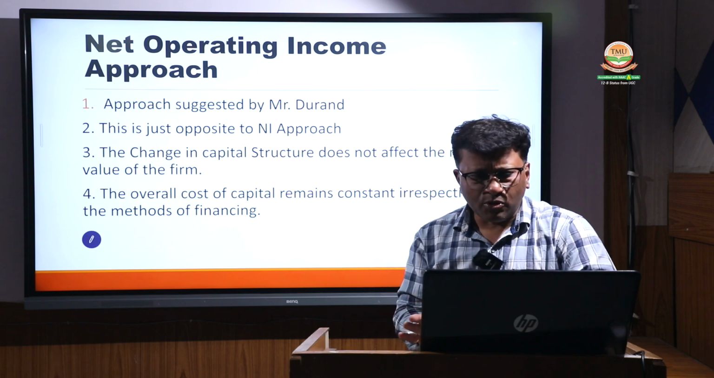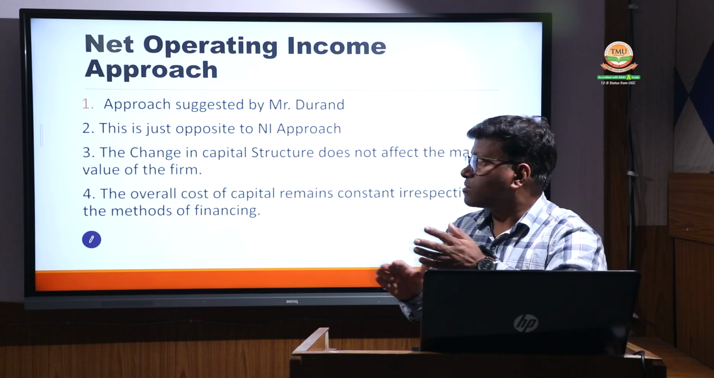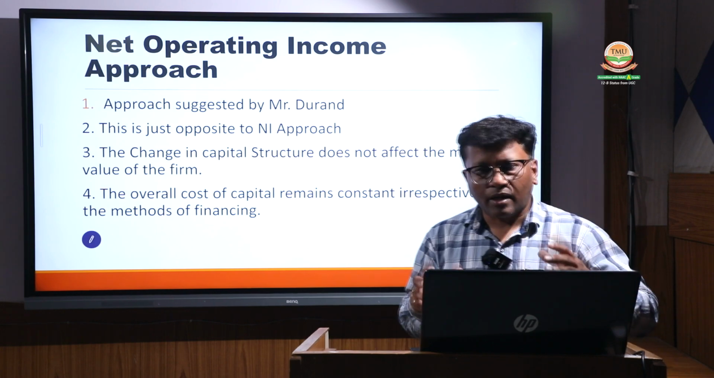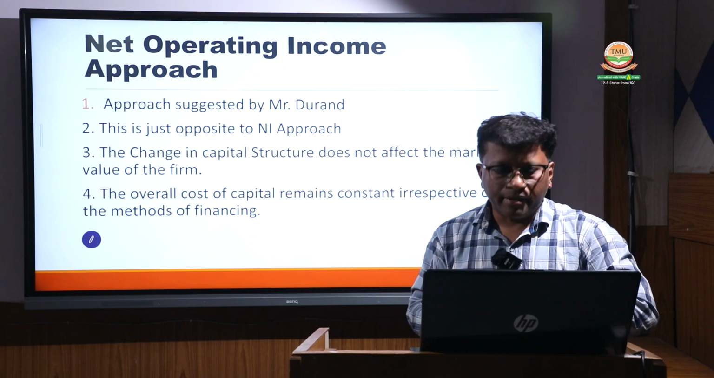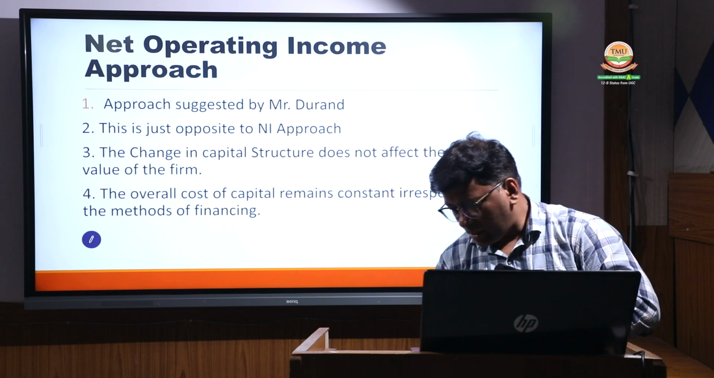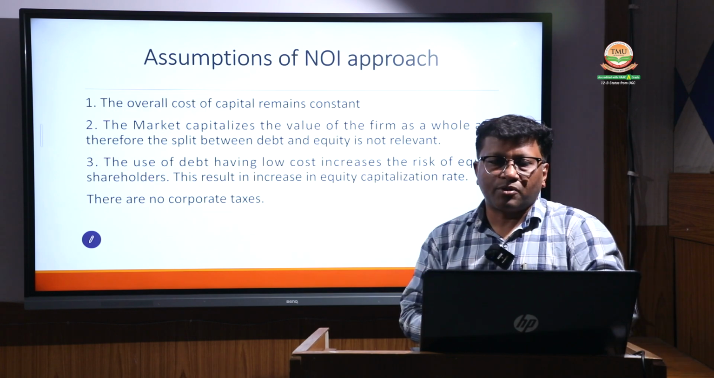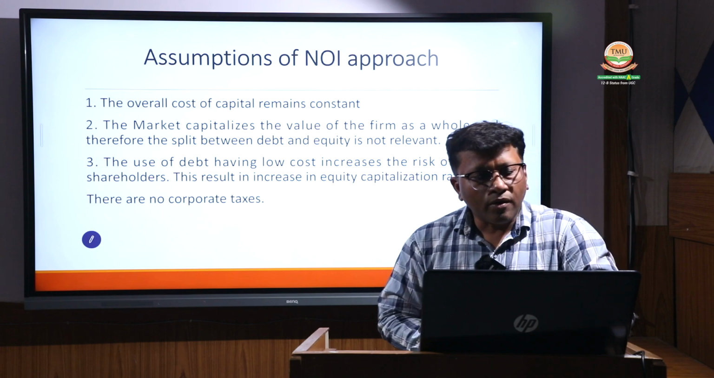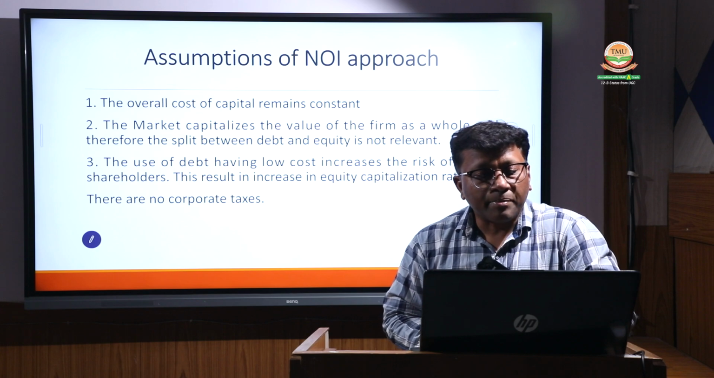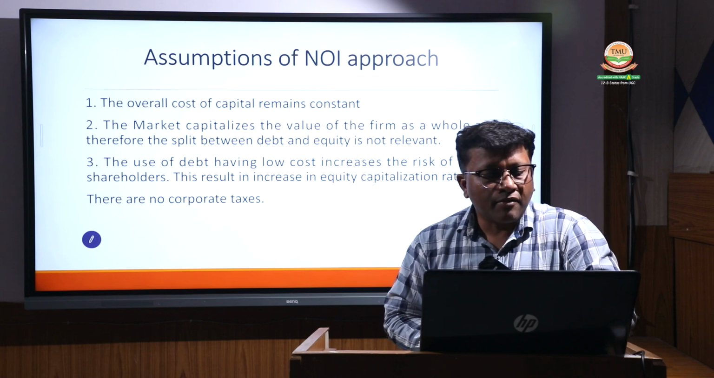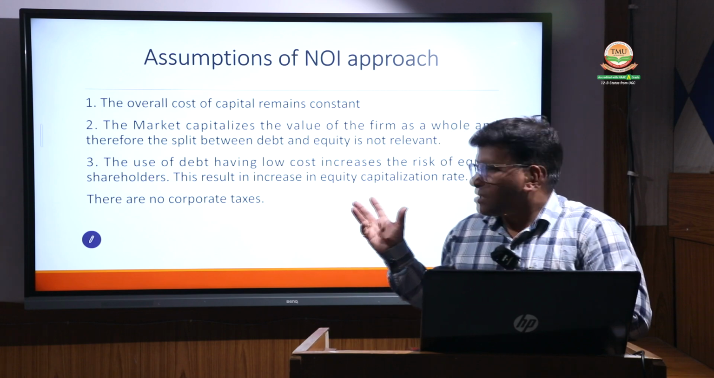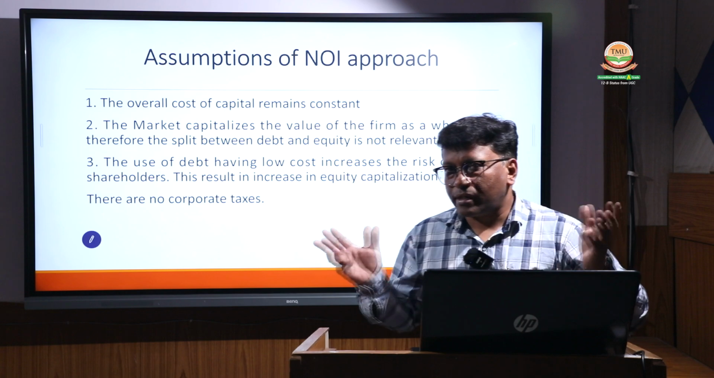So what is the net income approach theory, and what about the net operating income approach theory? I am very sure that you are aware of both theories, the net income approach and the net operating income approach. There are also some assumptions of this particular theory, and you can have a look at that. The overall cost of capital remains constant, right? As we have already discussed. The market capitalizes the value of the firm as a whole, and therefore the split between debt and equity is not relevant. As I told you, there is no relevance of the debt and equity proportion.